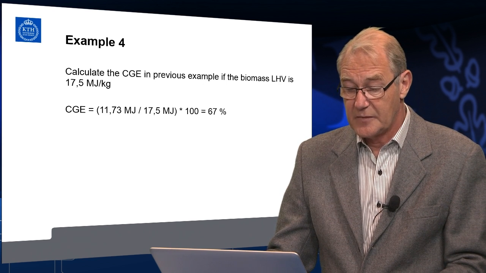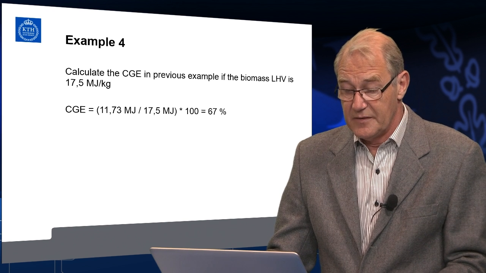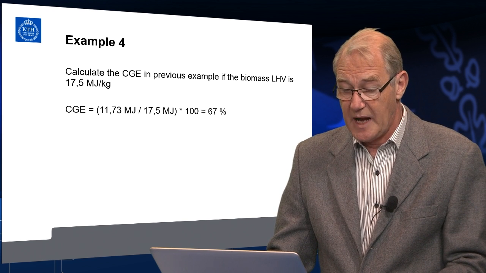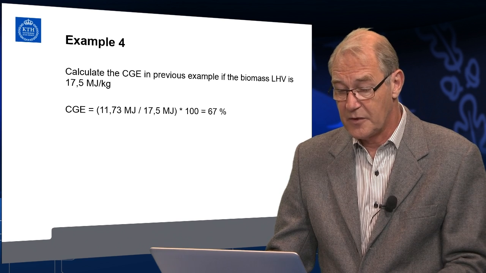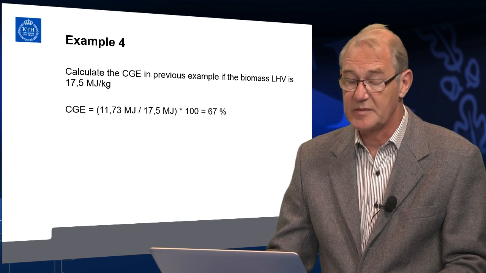And if we take our numbers that we had calculated, in biomass we have 17.5 megajoule per kilogram, and we have previously calculated 11.73 megajoule in the product gas, and this gives a cold gas efficiency of 67%.